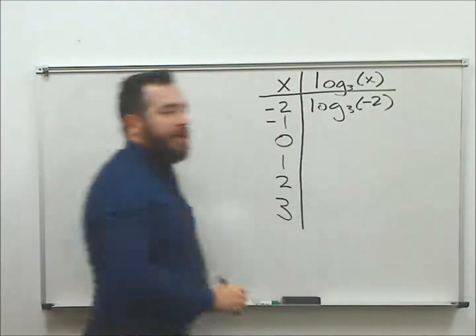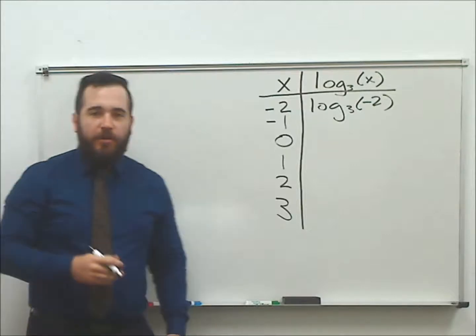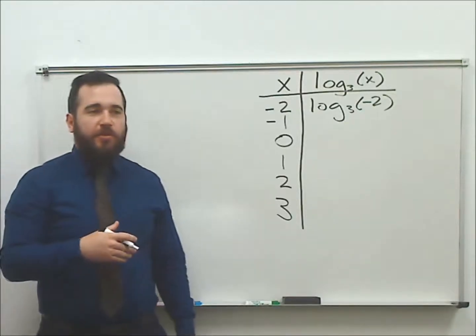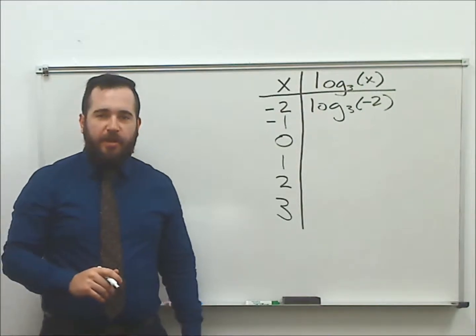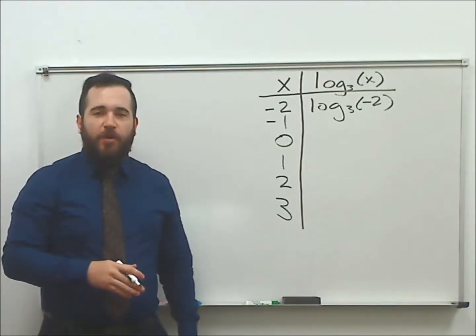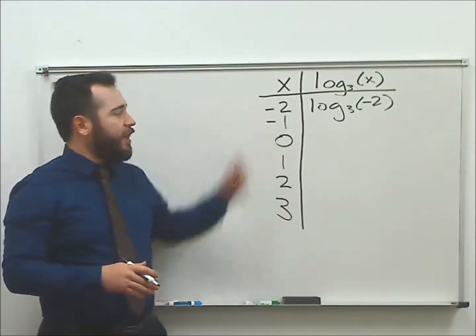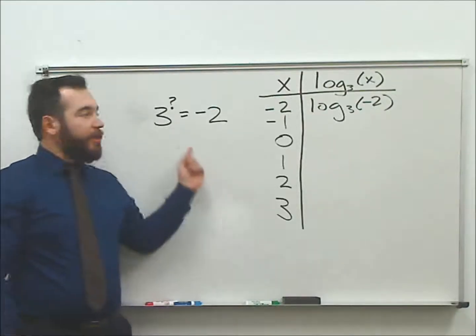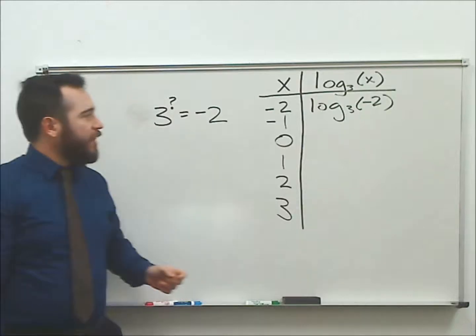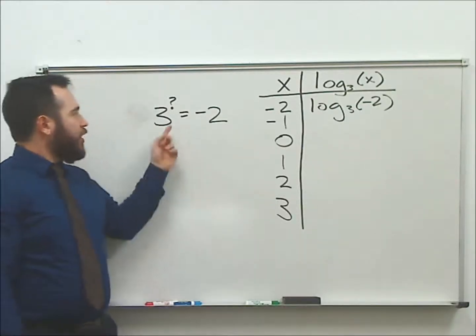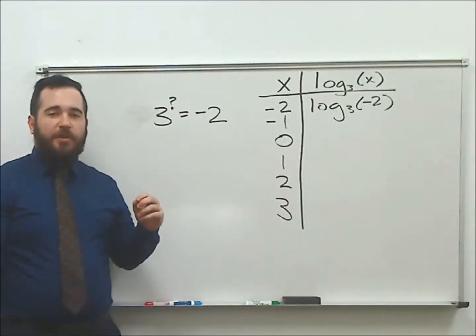-2. What does that mean? It means what power do I raise 3 to get -2? That's problematic. To help see this a little bit more clearly, let's put this in exponential form. So this is the exponential form of log base 3 of -2. So 3 to what power equals -2?